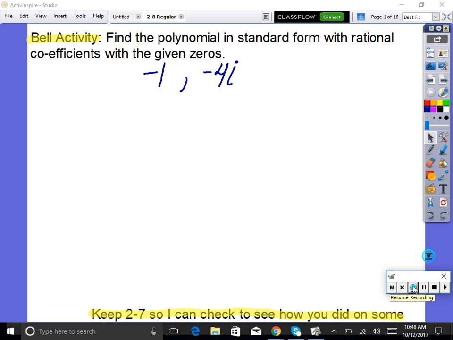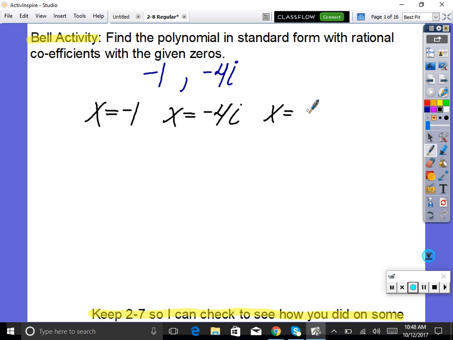So you would say, okay, find a polynomial in standard form with rational coefficients with these given zeros. So you would write out, okay, if these are zeros, x equals -1, x equals -4i, and x equals what without being told? 4i. Because if you have an imaginary solution, its conjugate is also a solution. If you have an irrational solution, its conjugate is also a solution. And then we're working backwards, so it equals 0.